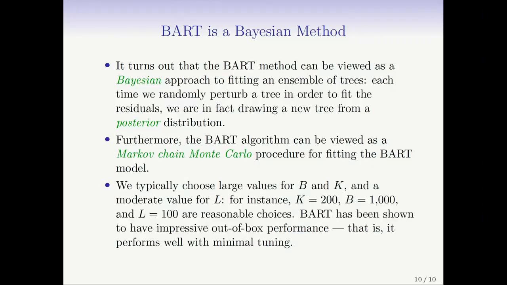And we typically choose values for B and K that are large, and the burn-in's pretty moderate. So, for example, reasonable choices might be 200 sets of trees, 1,000 iterations, or we did 10,000 in that example, and a burn-in of about 100. And as I mentioned, the selling point of BART is that it works well right out of the box without much tuning, which we saw also with random forests and bagging.